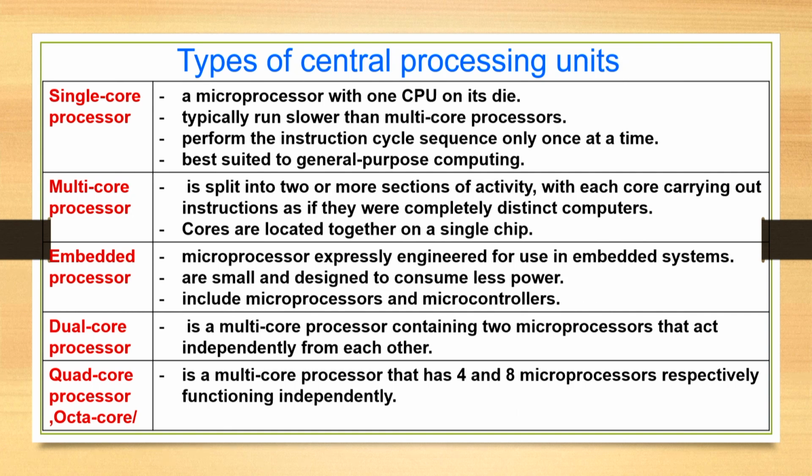Once we know this, nowadays you might have heard about the Core i3, Core i5, Core i7, Core i9. These are the different types of CPUs. So what are these? Single core processor, from the name itself, it means there is only one core. So it means only one instruction can be executed at a given time.